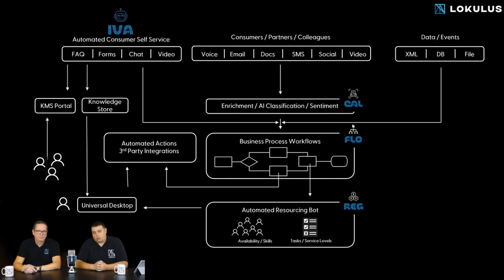So starting in the top right-hand corner of that screen, you can see we've got data and events. So we can pull in inputs, we can pull in pieces of work that need dealing with from a variety of sources, starting with XML, JSON, databases, file-based stores.